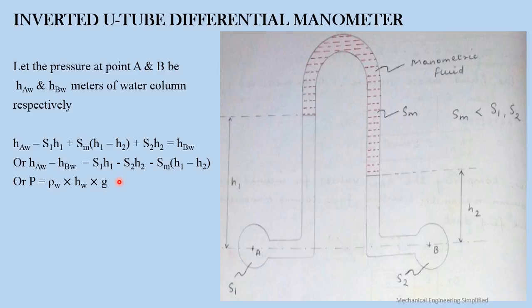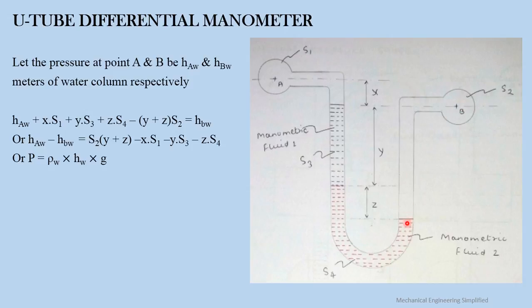Please make a note of one thing: if you are asked where we use the inverted U-tube differential and where we use a simple U-tube differential. The inverted U-tube differential manometer is used when the fluids at A and B are much heavier than the manometric fluid. When the fluids at A and B are lighter than the manometric fluid, we use the simple U-tube differential manometer.